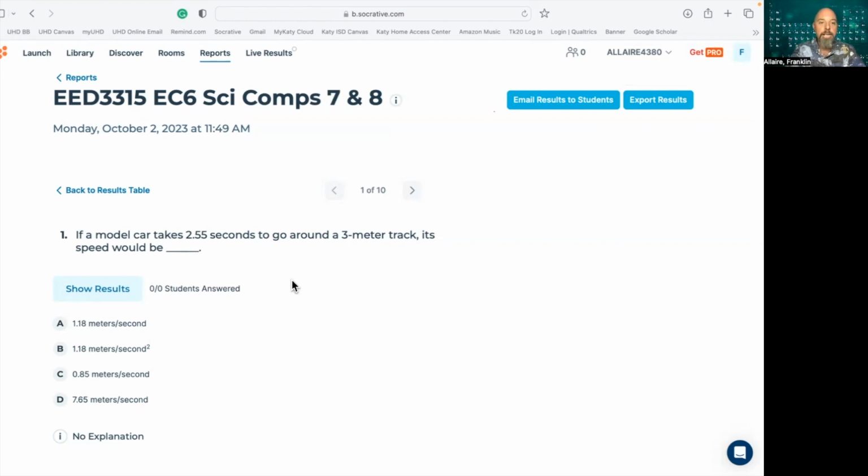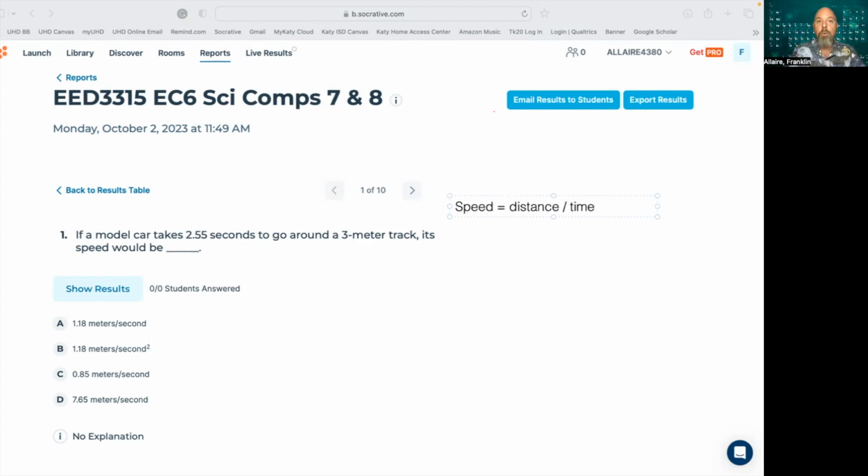First and foremost, number 1: if a model car takes 2.55 seconds to go around a 3-meter track, its speed would be... So this is very simply what my science teachers liked to call a plug and chug problem. First of all, you need to know the formula for speed. Speed equals the distance that an object travels divided by the time it takes to go that distance.